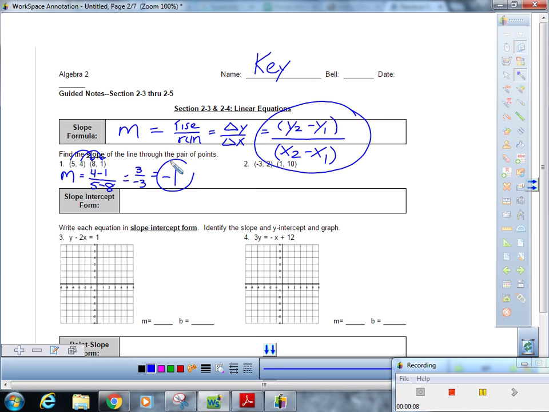Now, if you're wondering, you could have gone in the other direction. So you could have said it's 1 minus 4 over 8 minus 5. Look what you would get. On the top, you would get a negative 3, but on the bottom, you'd get a positive 3, and that would still lead you to the same answer. So just to kind of understand that, okay?